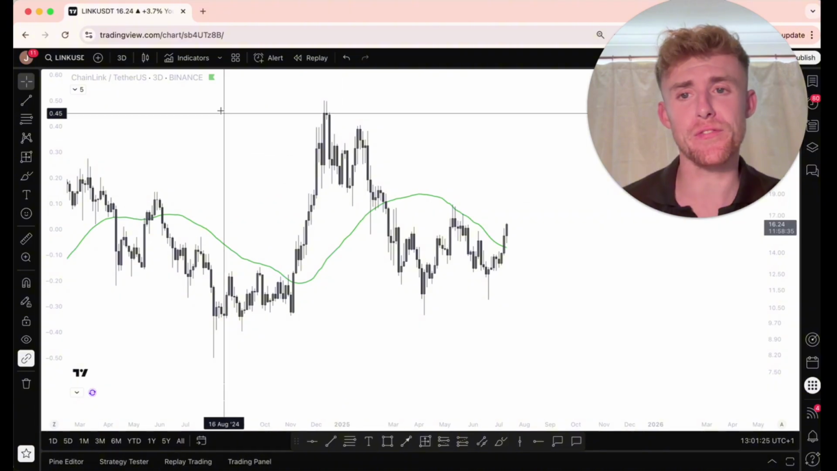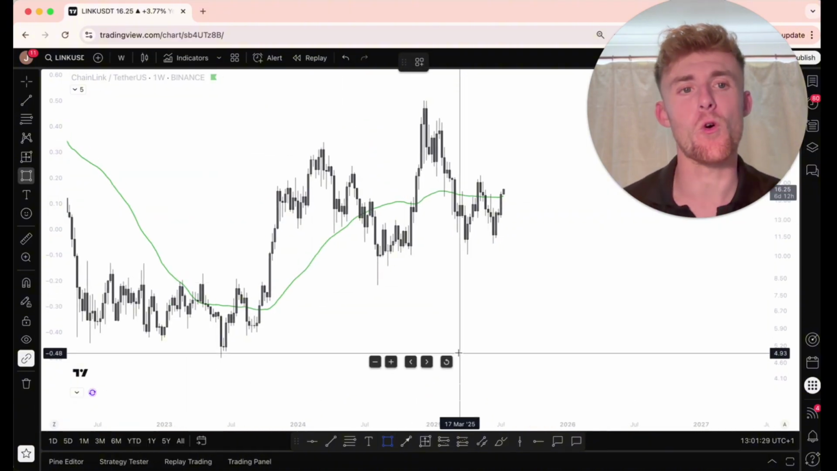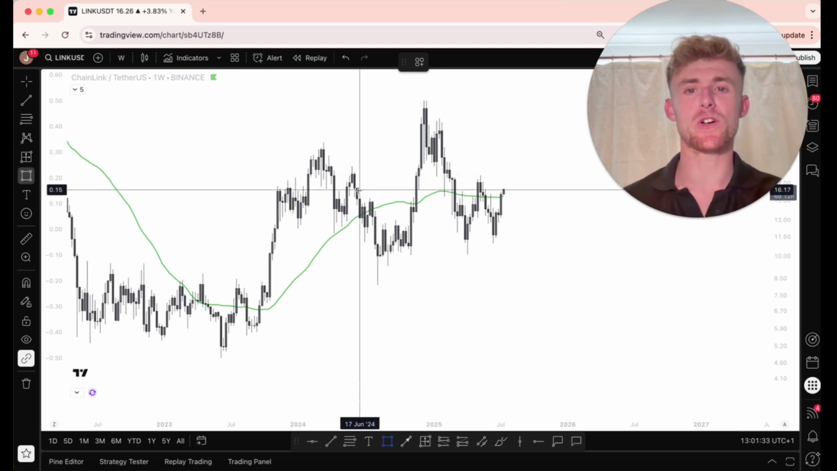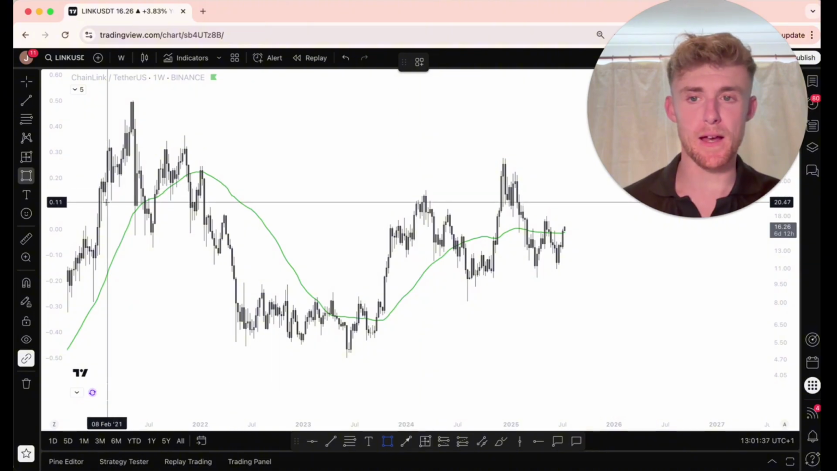In terms of taking profit, what you're going to look for, guys, is you're going to go out to the weekly time frame and you're going to look for the key pivot points, right? So if we're looking here on the chart of Chainlink, you can see very clearly a couple of pivot points. The first one here really being this level here.